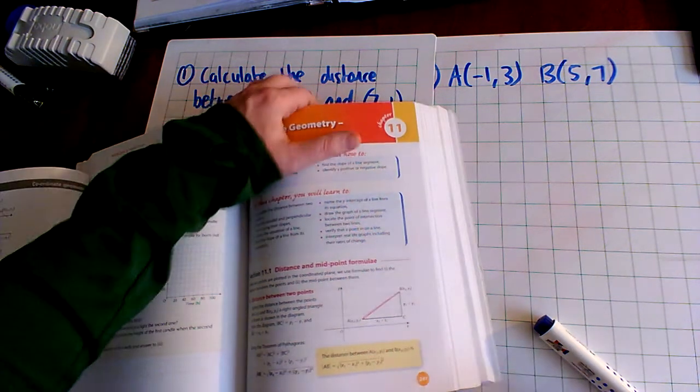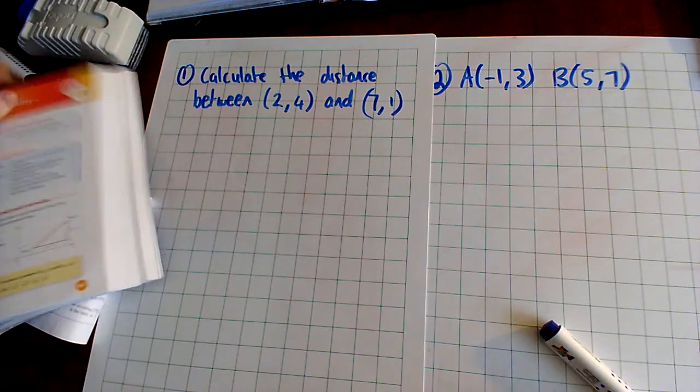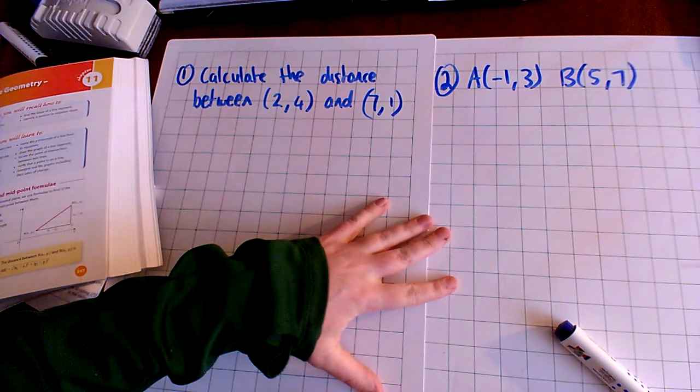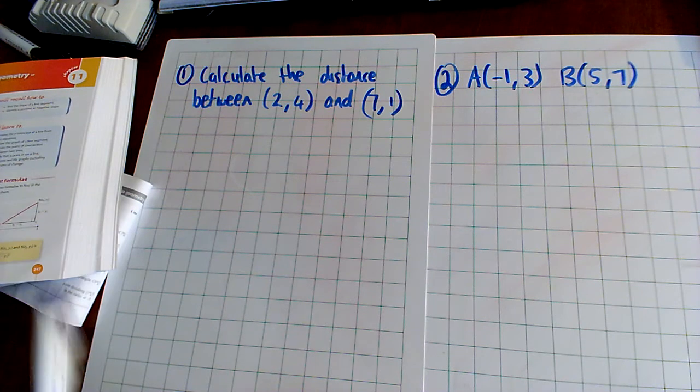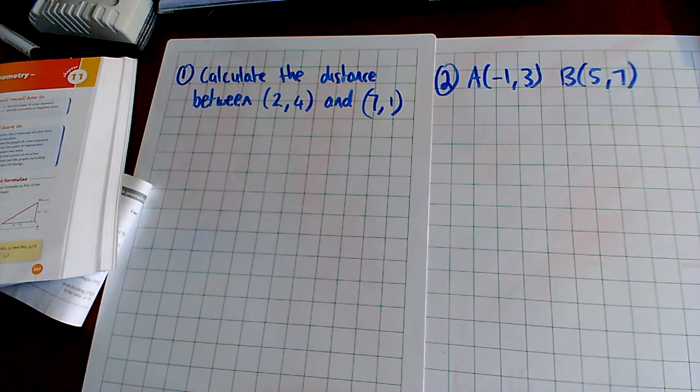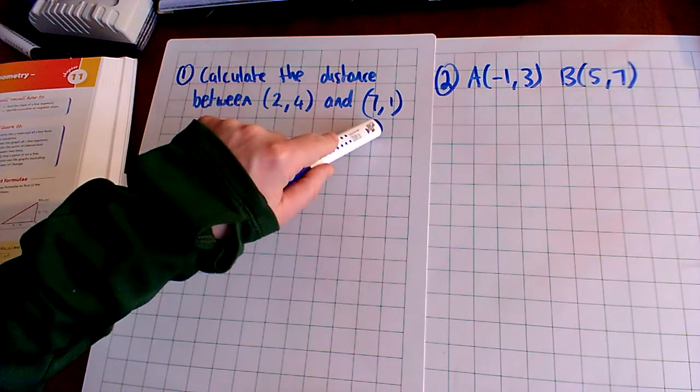We're going to do a couple of examples. One is just one I've made up and one's from the book. So I'm going to do 2 examples. We're going to take these examples down and then I'm going to give you a couple of questions to try from the book. So calculate the distance between (2, 4) and (7, 1). So there are 2 points on a coordinate plane.